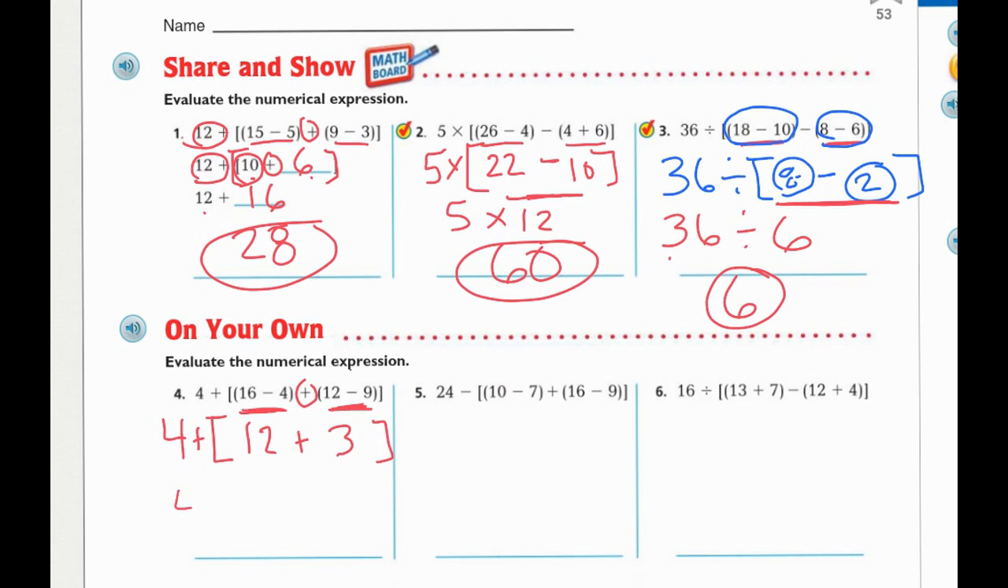Okay, next I'm going to bring down my 4. Now I'm going to do what's inside the bracket. 12 plus 3 is 15. Okay, and now I have 4 plus 15, which is 19.